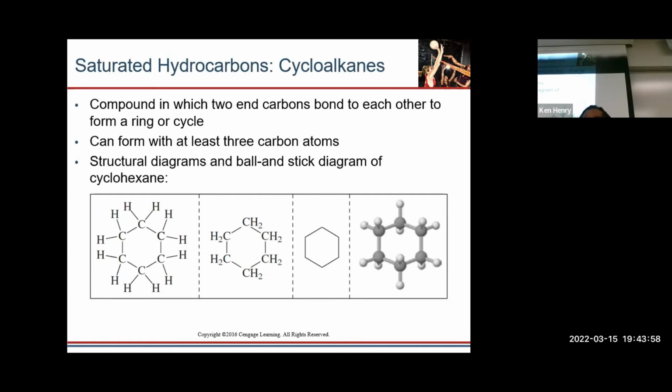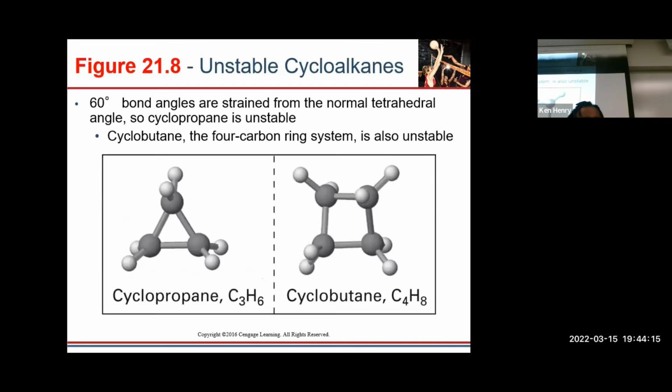Okay, so we've talked about cycloalkanes, right? You know the structure. They can only be formed with at least 3 carbon atoms. Now the thing is that when it is 3 carbon atoms, that molecule is so unstable. So cyclopropane is a very unstable molecule because of the angle.